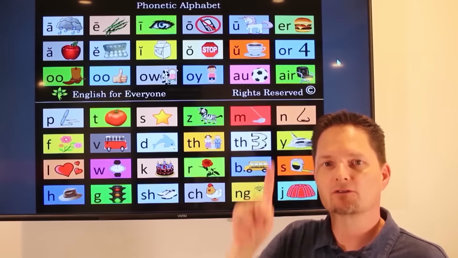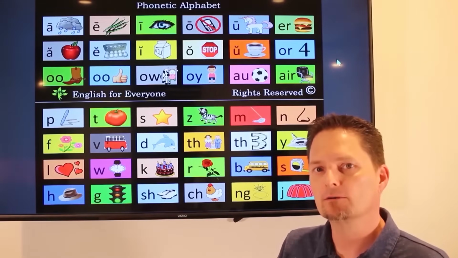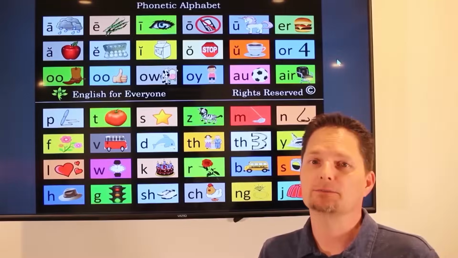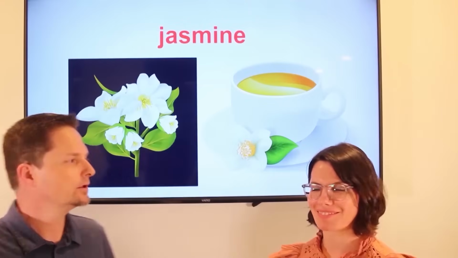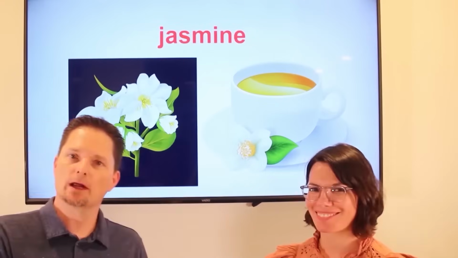Jasmine. Stress the first syllable. Jasmine is a flower. And I don't like jasmine tea. Let's practice. Do you like jasmine tea? Yes, I like jasmine tea.